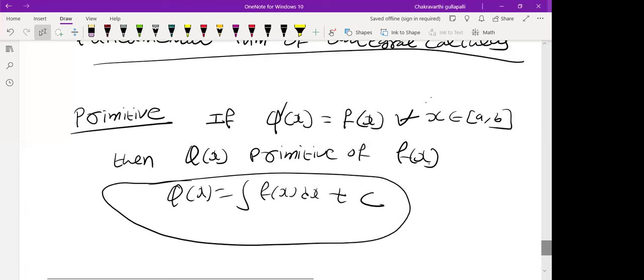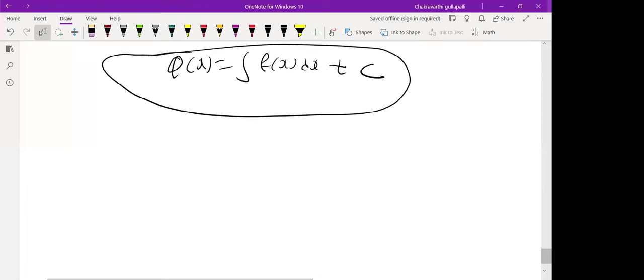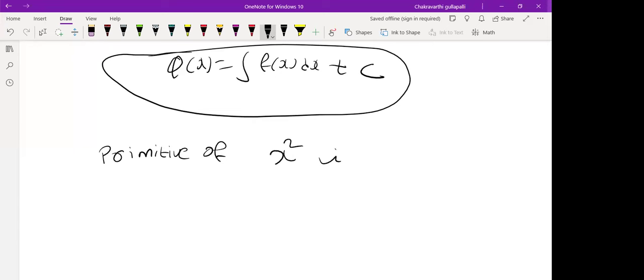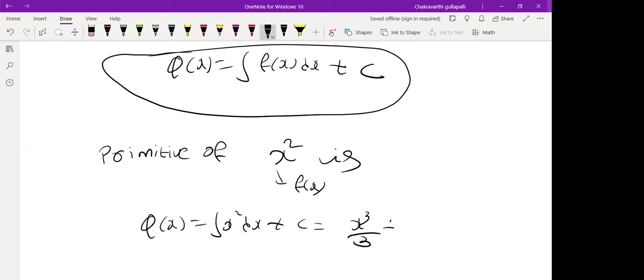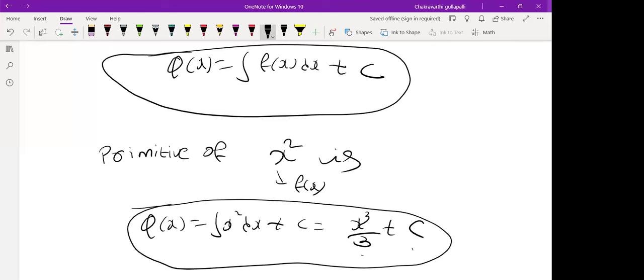So what is the link between them? For example, what is the primitive of x square? How do you get the primitive? This is nothing but small f(x). Primitive means phi of x, which is integral x square dx plus c. That means when you differentiate this function, you should get back this. If you differentiate, you get 3x square by 3, which cancels. The constant's derivative is 0, so x square. So phi of x is this, which is called the primitive of x square.